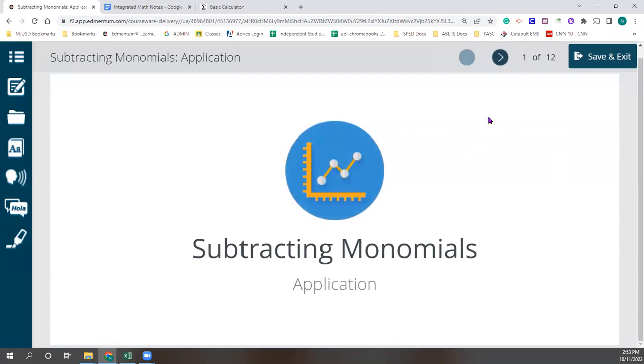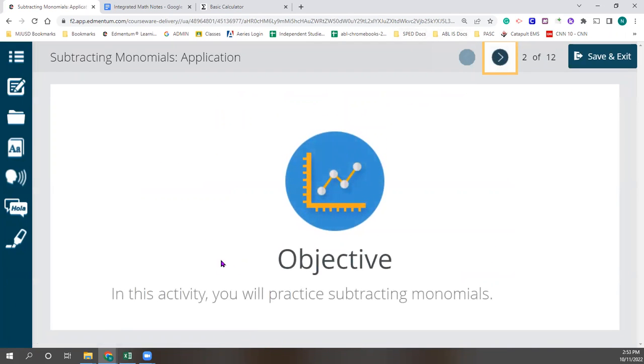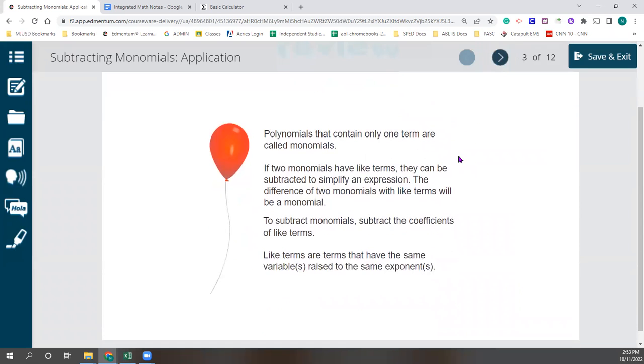There's 12 slides. Here we go. Objective. In this activity, you will practice subtracting monomials. Remember, have a piece of paper. Review.